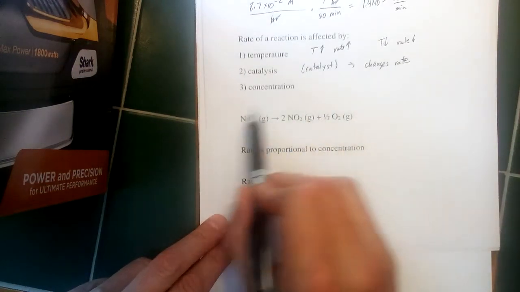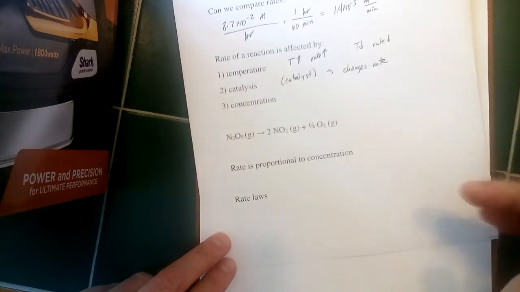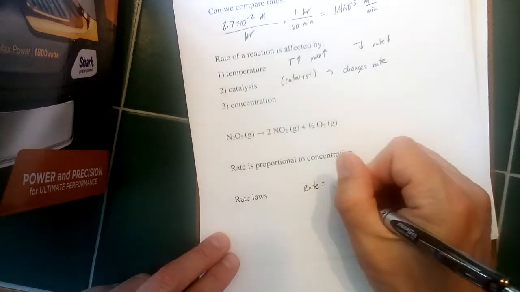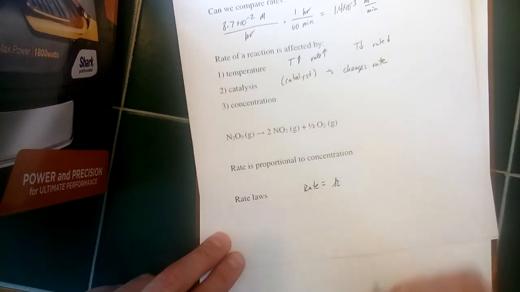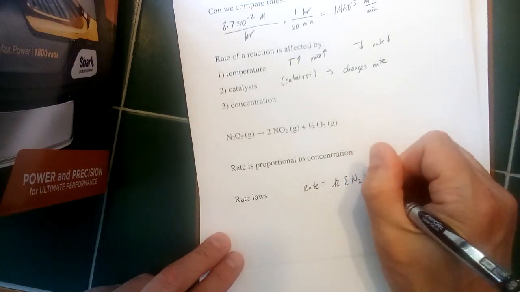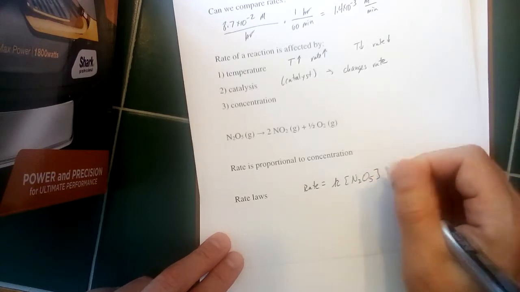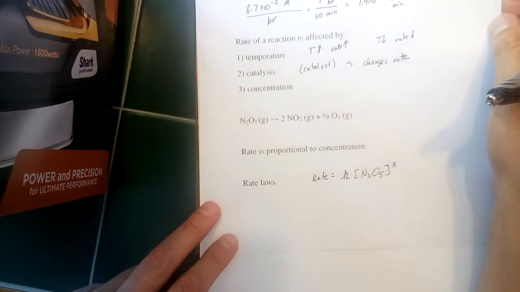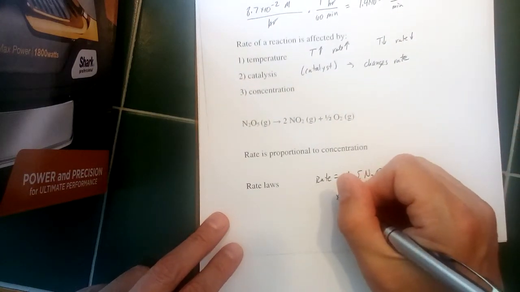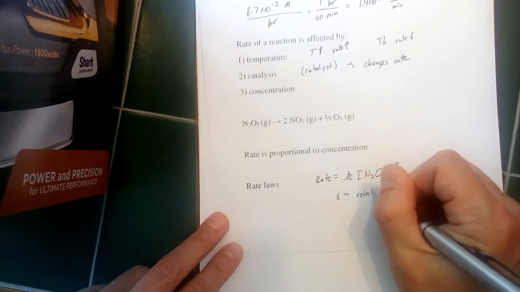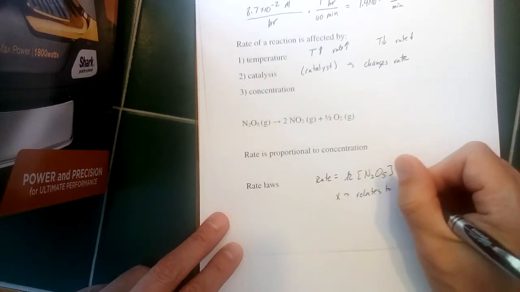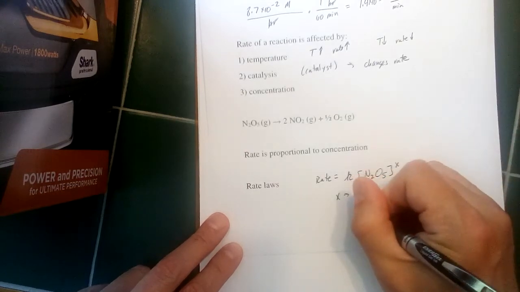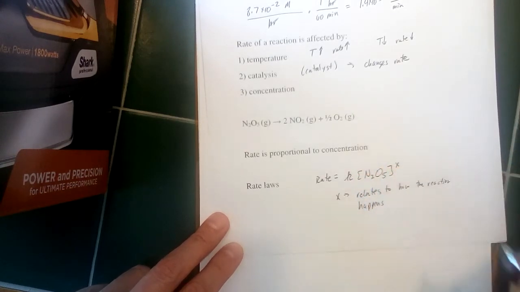If this is my reaction, the decomposition of N2O5, the rate law is going to be equal to k, the rate constant, times the concentration of the reactant, just N2O5. Now, this is going to be raised to some exponent, and I'm going to call it x since we don't know what it is yet. What x tells us relates to how the reaction happens, which is sometimes called the mechanism of the reaction.